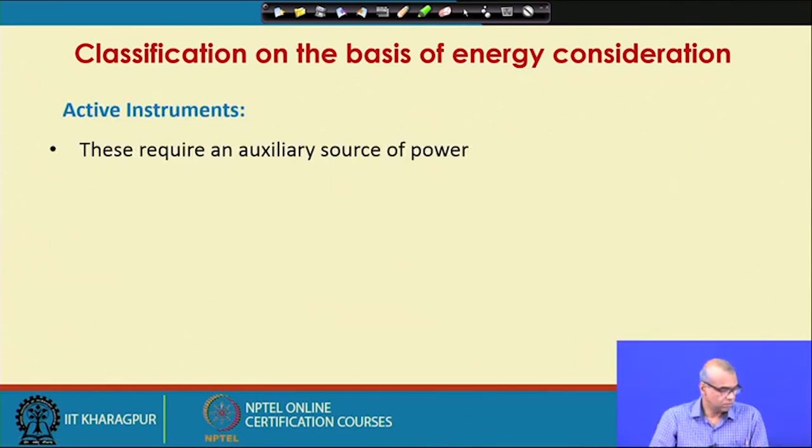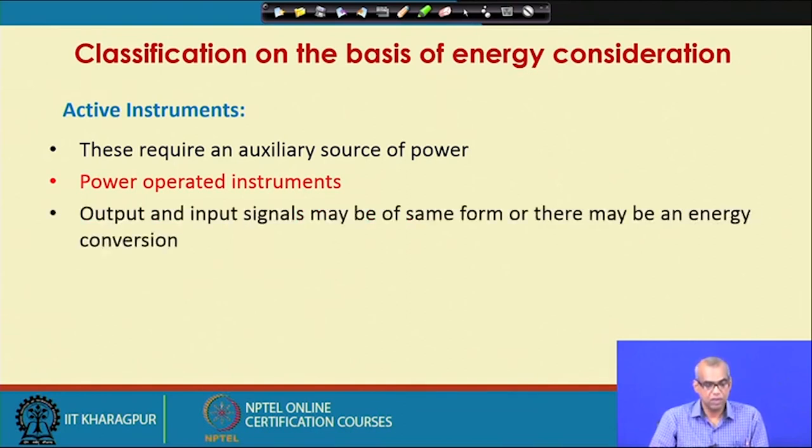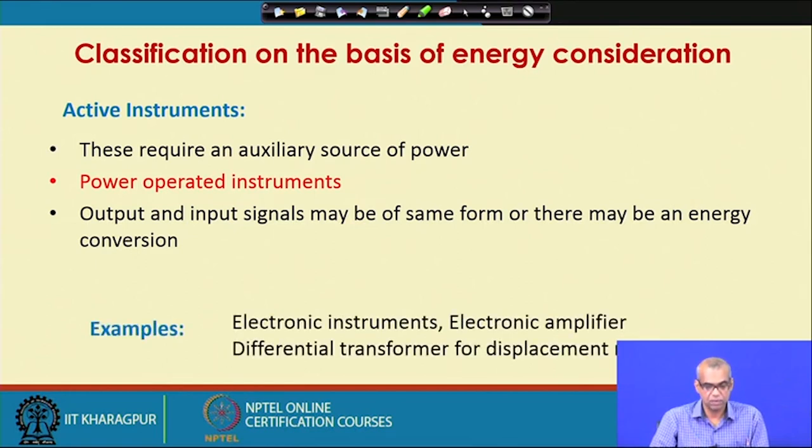Active instruments. Passive instruments do not require any auxiliary source of power, but active instruments do require an auxiliary source of power. So, they are power operated instruments. Almost all electronic instruments require an auxiliary source of power and they are all active instruments. Output and input signals may be of the same form or there may be an energy conversion. This is common to both active instruments as well as passive instruments. So, electronic instruments, electronic amplifier, differential transformer for displacement measurement, all are examples of active instruments because they all require additional sources of power for working of the instruments.